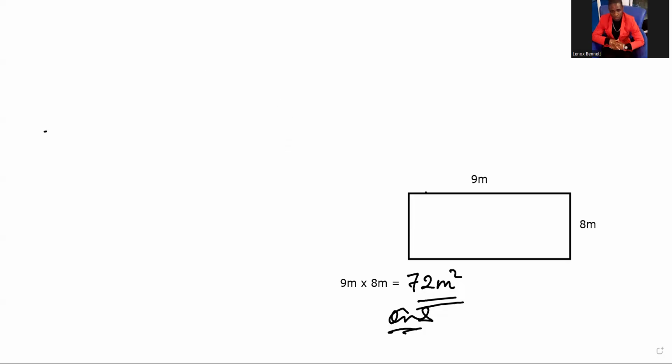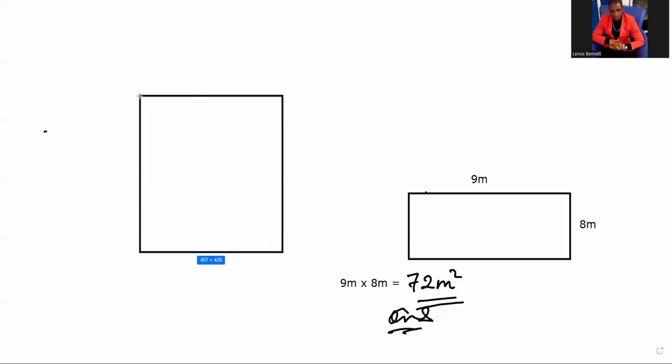What about this one? Can we find the area for this one? We can multiply very well. Let's see. And upon timetable, what will be the area of this square?